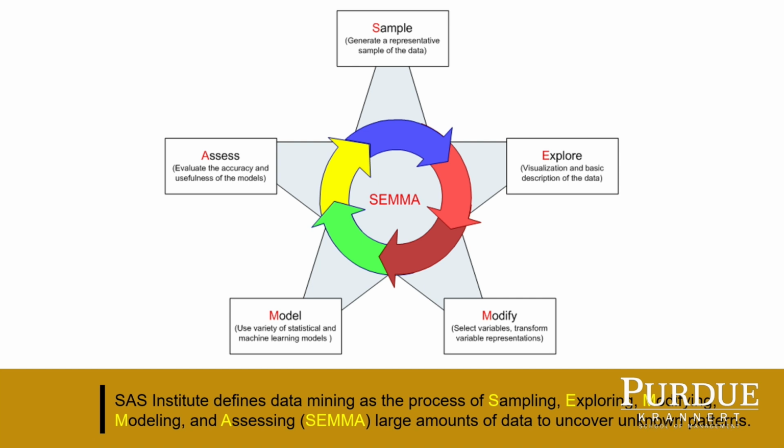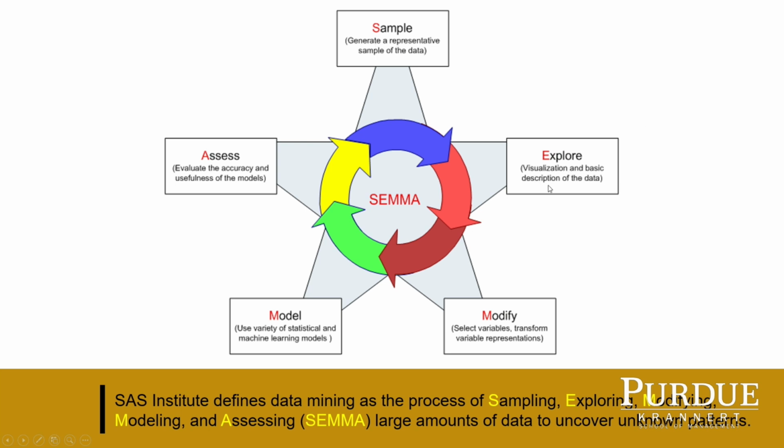Since we're using SAS Enterprise Miner, we'll first introduce what SAS Enterprise Miner is and how to use SAS EM. Basically, SAS defines data mining as a process of 5 components, including sampling, exploring, modifying, modeling, and assessing. For short, that's called SEMMA, of large amounts of data to uncover unknown patterns. Here, sample means in case the data set is large, we want to generate a subset of the original data. That's called sampling.